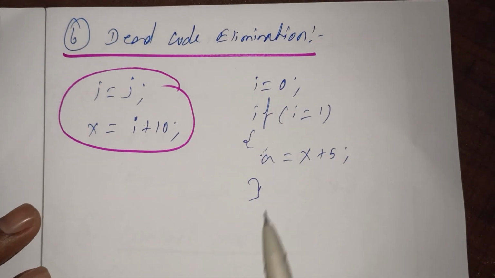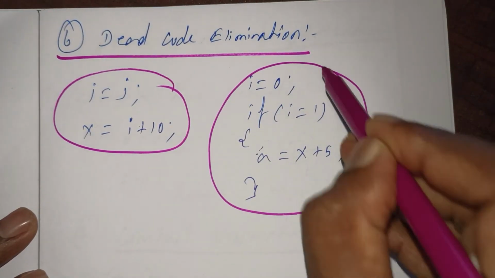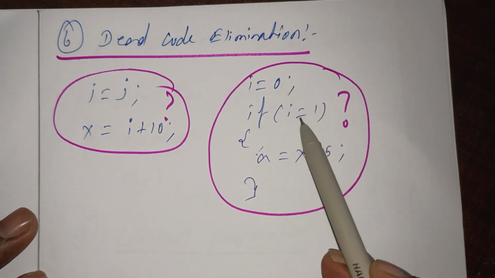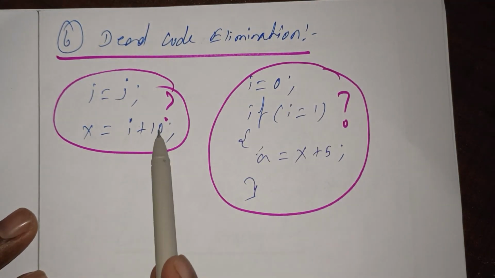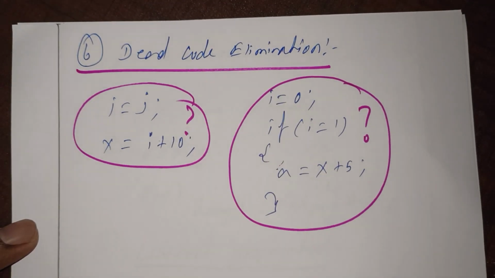Now you check it and see how exactly this happened, whether this code will reach the next line. No, there is a big question mark here. Whether this code will reach here? No. Whether this code will reach here? Definitely not. So we can call it dead code elimination.